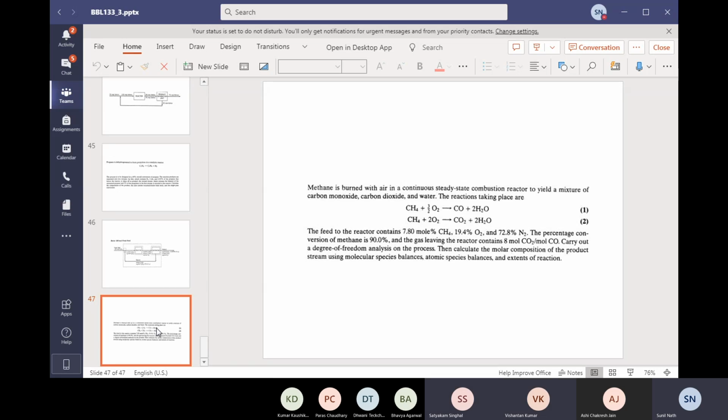So there's a question. In this question, this N2 would be inert. So I guess in the final molar composition, N2 would remain 72.8% only, no? Right, there's no reaction with N2. Not in the molar composition, right? Not in the number of moles, of course. The net number of moles of N2 will be constant. Exactly. You have it right. Yeah, that's correct.